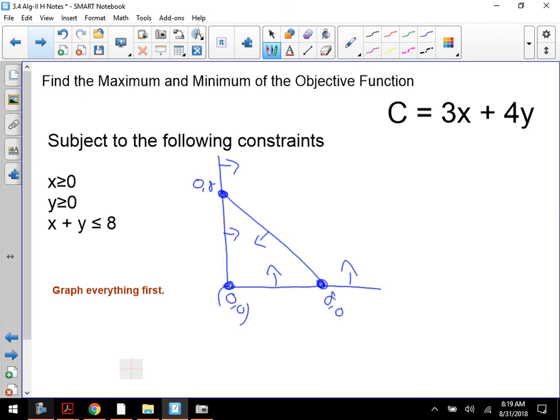So you have your objective: 3 times 0 plus 4 times 0. 3 times 8 plus 4 times 0. 3 times 0 plus 4 times 8.